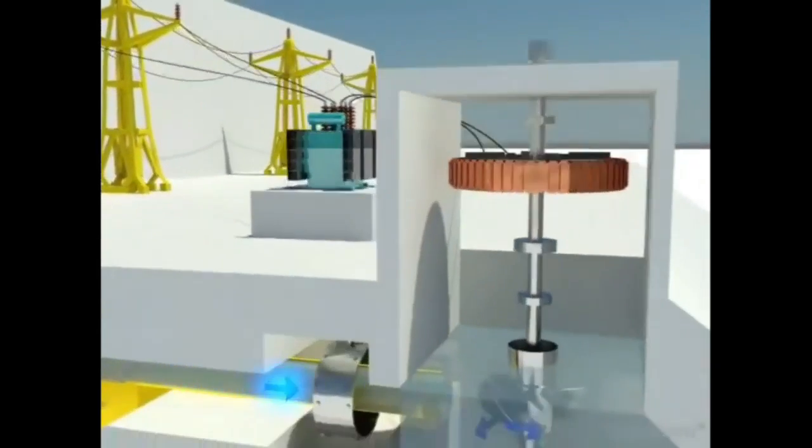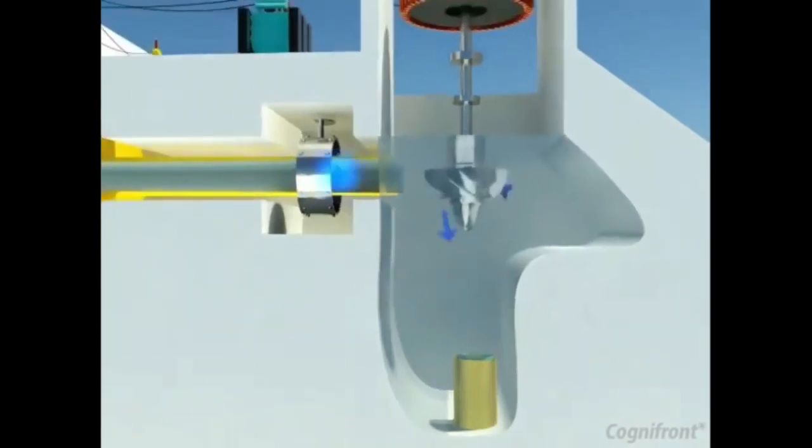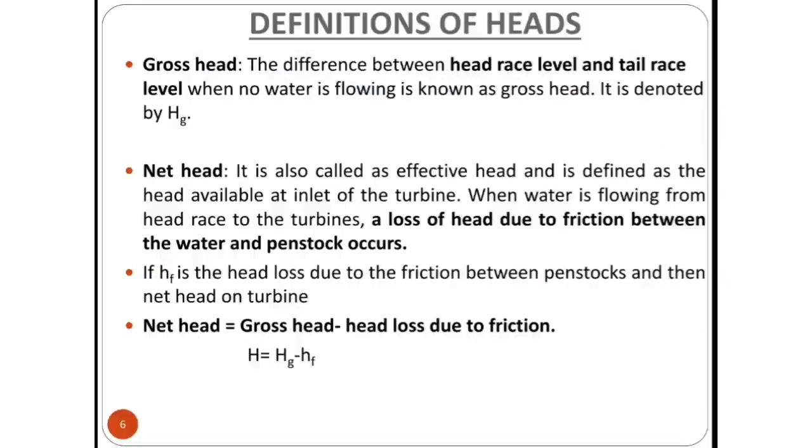Once the work has been done, here you can see the water level, that is the tail race. It is carried to the downstream by using the draft tube. So let us go with the heads and efficiency.